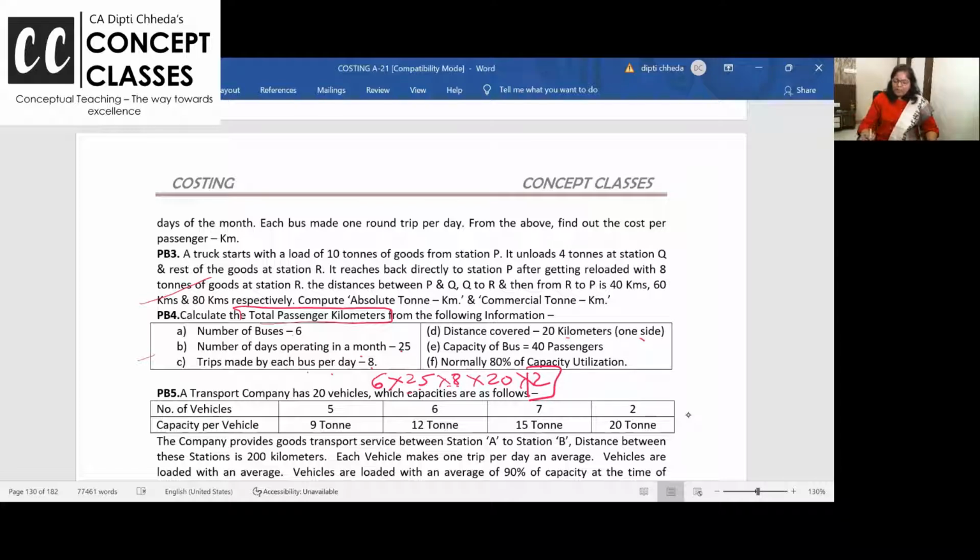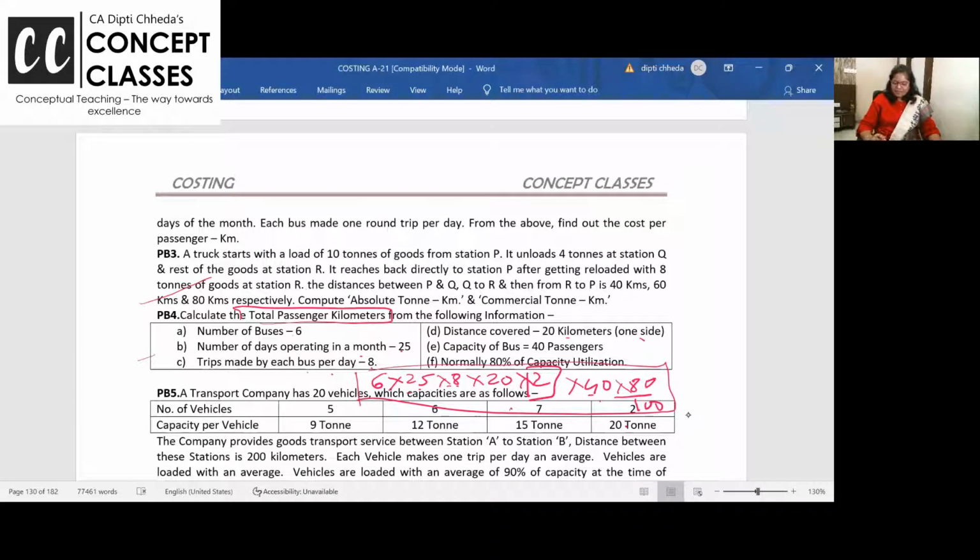Whether you get passengers or not, petrol will be needed, no. 20 kilometers going one way, 20 coming back. While coming, whether you get passengers or not, but kilometers will be needed. And there are 6 buses. Every bus has 40 passengers and is on average 80% occupied. So 40 into 80% is 32 passengers. If you multiply, you will get passenger kilometers.